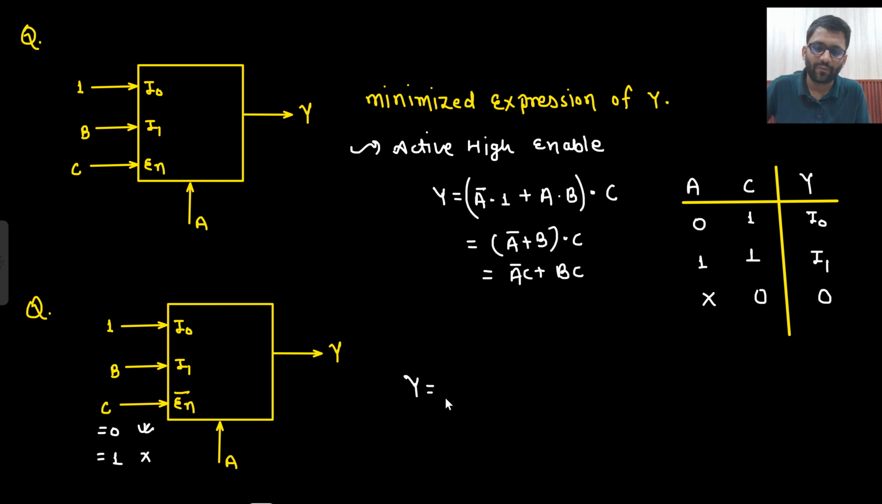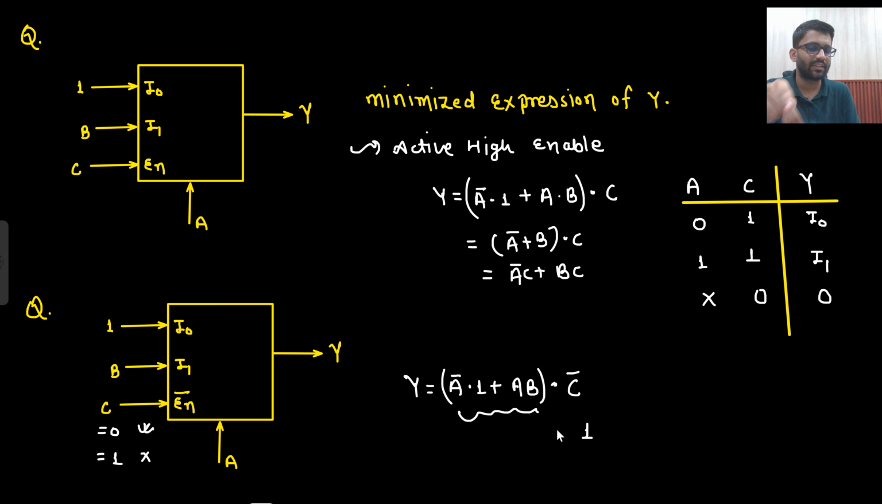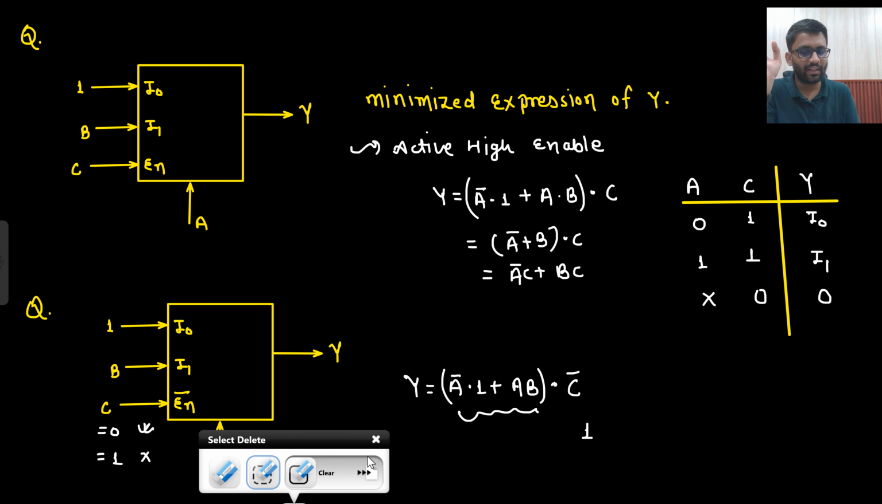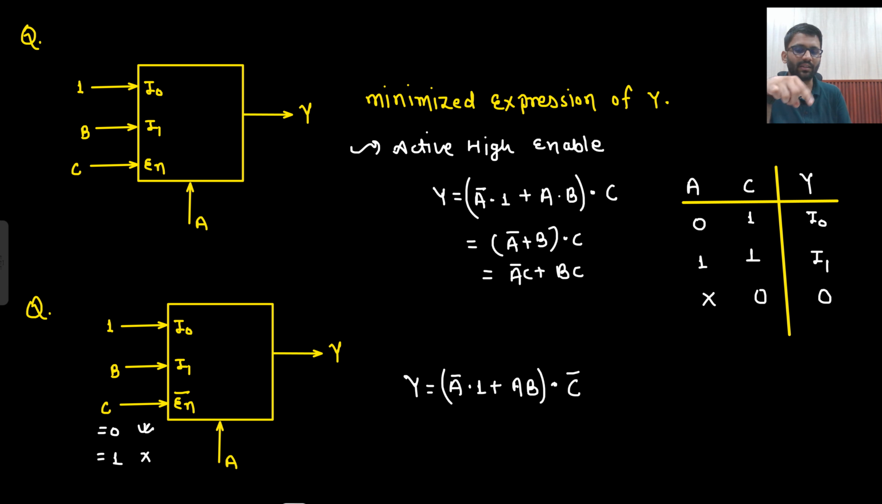What would that be? If A is 0, then output will be 1, and if A is 1, then output will be B. A bar into 1 plus A into B, with the condition that your C should be 0. So if C should be 0, that means I will write C bar here, because if C is 0, then C bar would become 1, and 1 is multiplied with this expression. That means this will be the output. If C is 0, then your circuit is working.